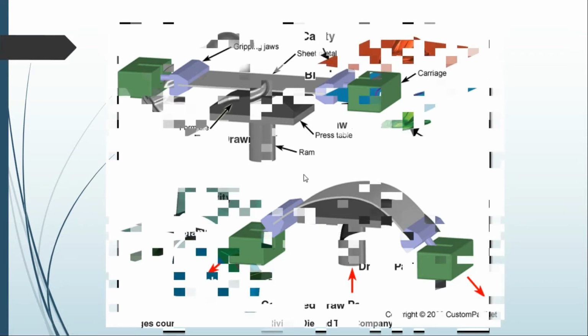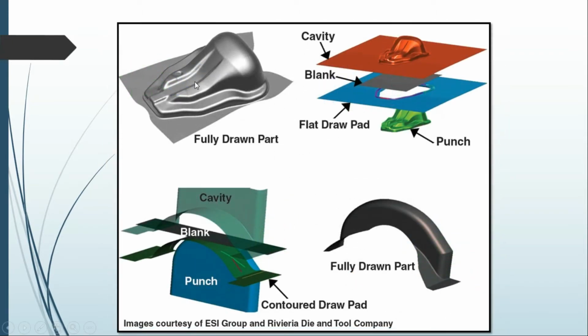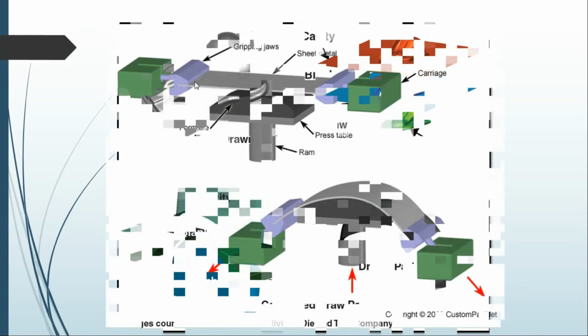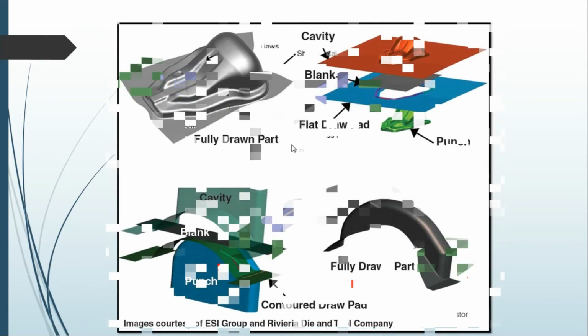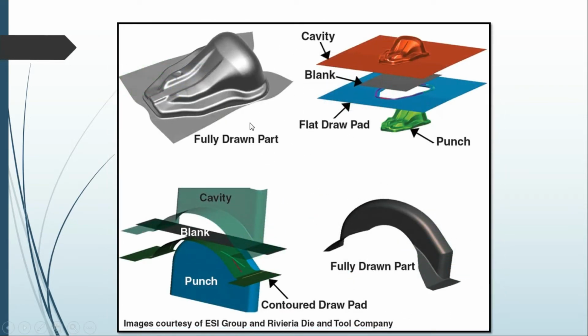Now the shape is made. Not only simple shapes, we can make some complicated shapes like this also. You can see the punch is available, the blank is available. We are going to push it. This is the initial stage, this is the final stage, and this is the part which is drawn from that one.